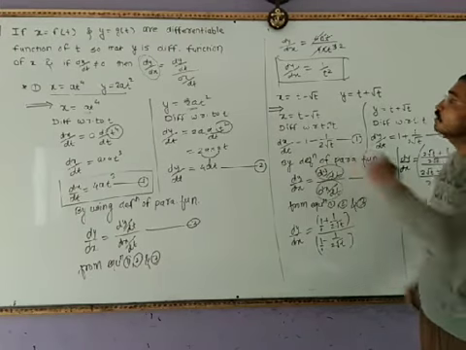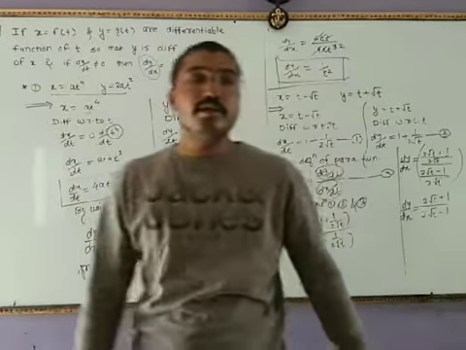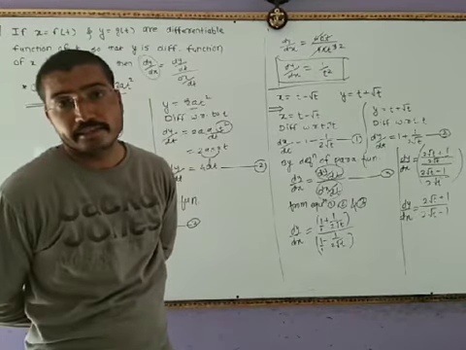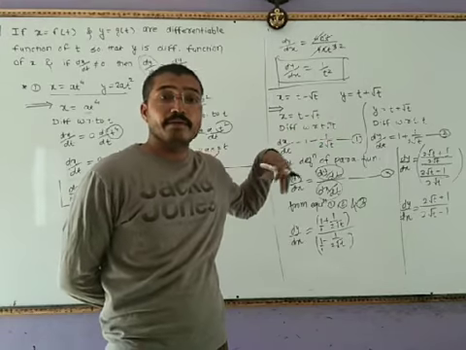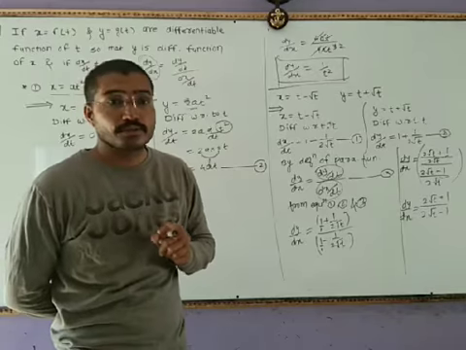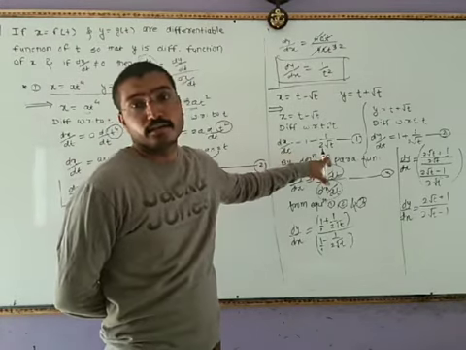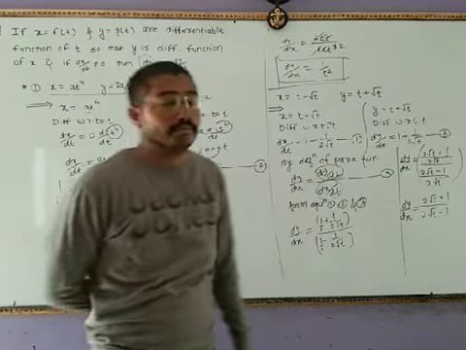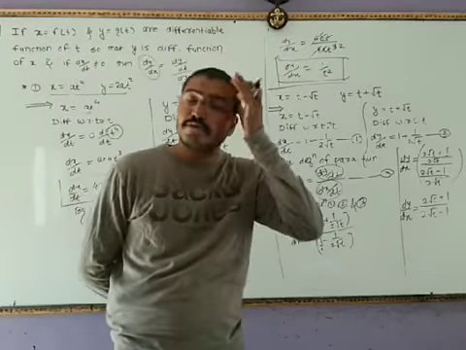Similarly, in the next question we are given x is equal to t minus root t and y is equal to t plus root t. Differentiate x with respect to t: the derivative of t is 1 and the derivative of root t is 1 upon 2 root t. So dx by dt is 1 minus 1 upon 2 root t. Similarly, find the derivative of y is equal to t plus root t. The derivative of t is 1 and the derivative of root t is 1 upon 2 root t.